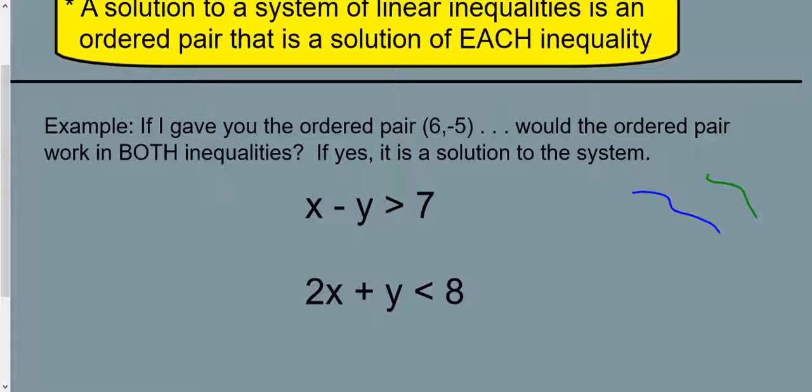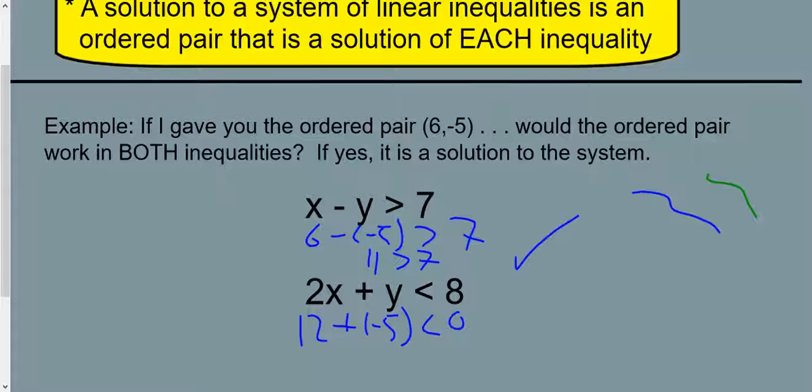So let's check (6, -5). So we have 6 minus -5. Is that greater than 7? That'd be 11 is greater than 7. That's true. And let's check the other one. 12 plus -5 less than 8. That's 7 is less than 8. That is true. So this point here would be a solution to the system.